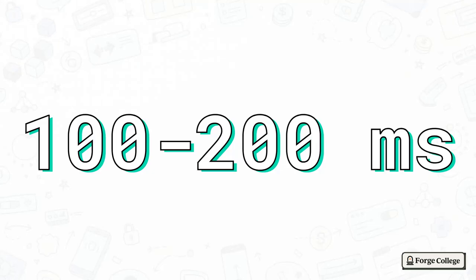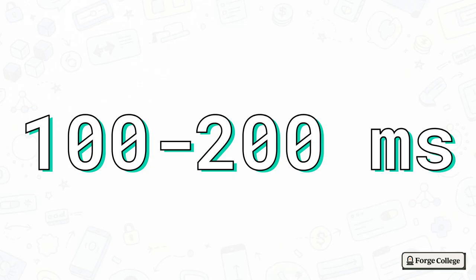100 to 200 milliseconds. Burn this number into your brain because it is our golden rule for maintaining trust. Your UI absolutely must show immediate affordance, like changing the button text or popping up a spinner within this tiny window right after a user clicks.